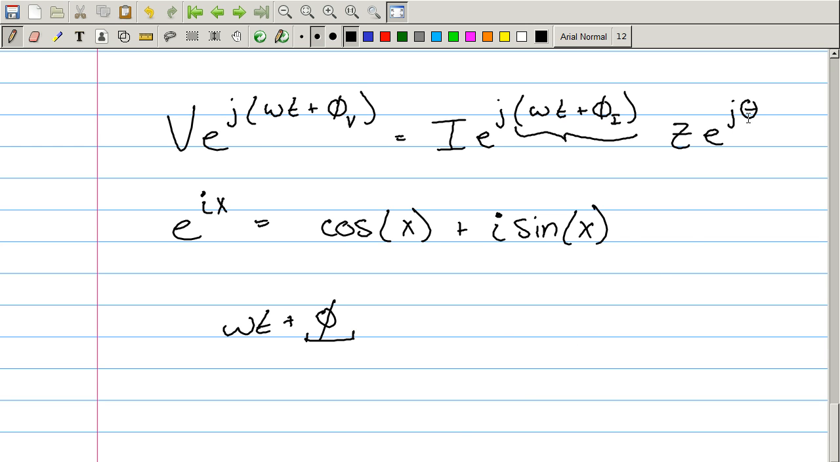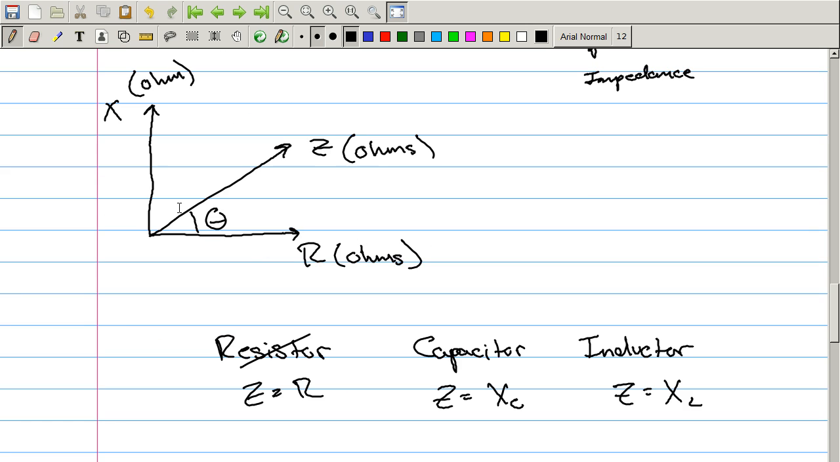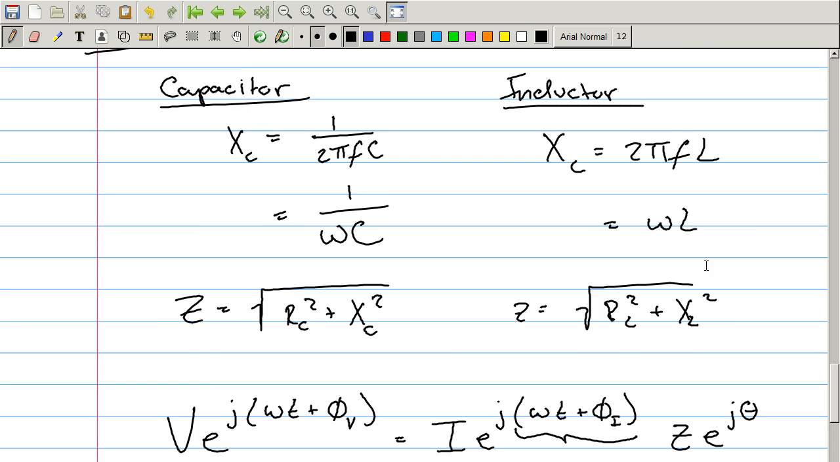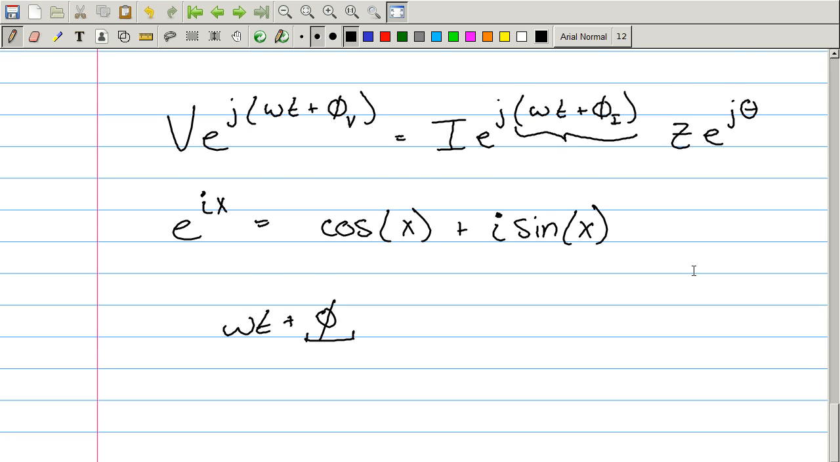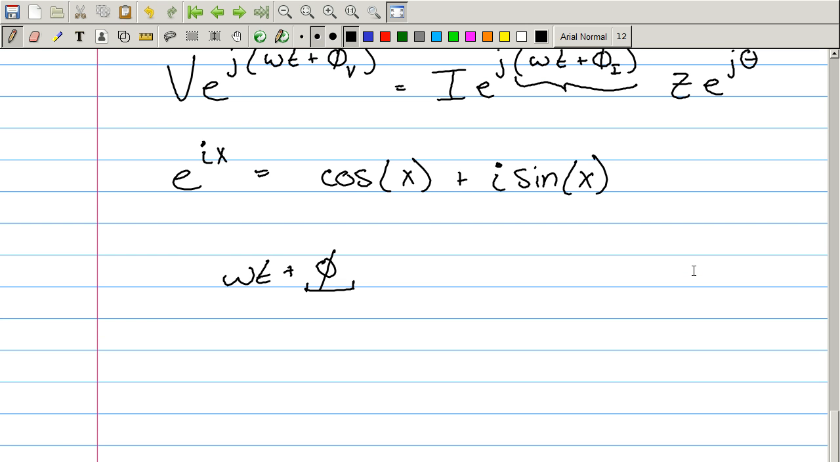This theta here, for those of you wondering, is the angle between impedance and ohms. So that was probably the most complex bit.